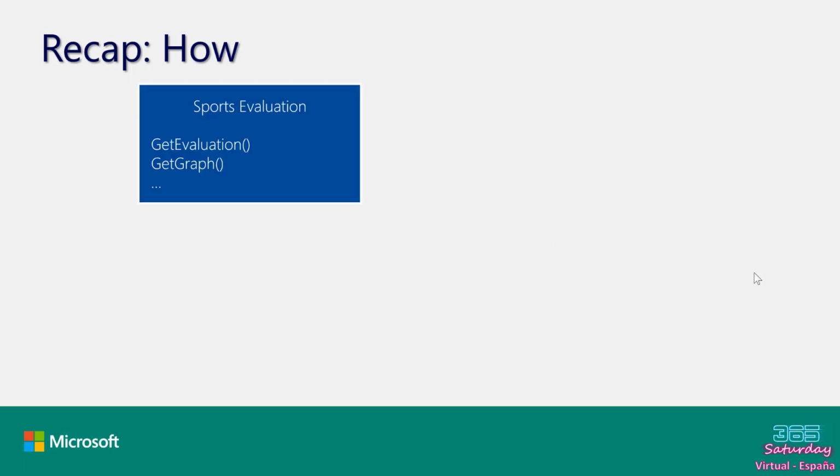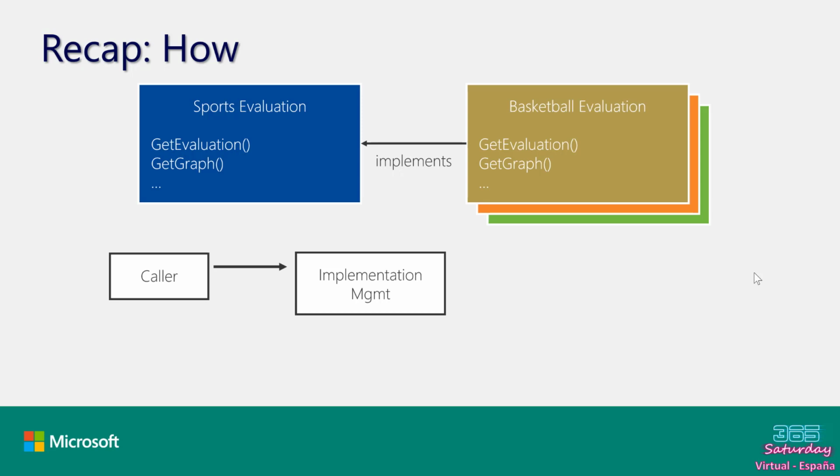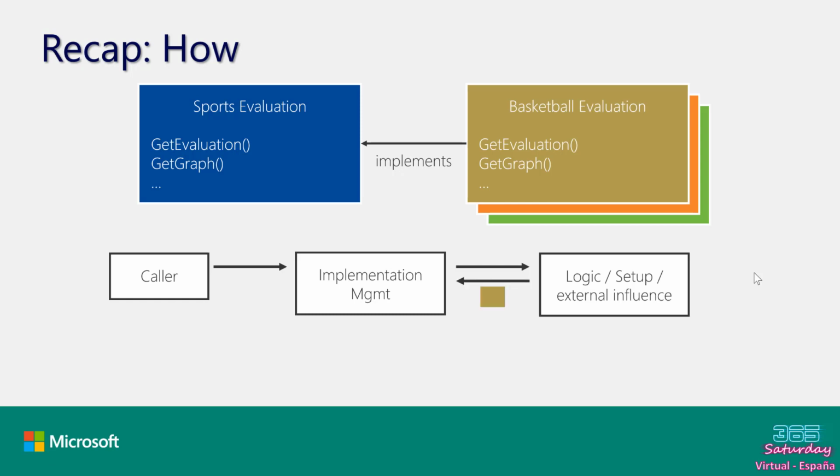How is it done? Again, to quickly recap that one, we have an interface, for example, one that contains two procedures. In that case, we have multiple implementations, basketball, tennis, soccer, whatever, that implement that particular interface. And then when we want to use it, we have the point in the code where we call it. We have the implementation management code unit that in turn has some logic or setup or external influence, like the amount on an invoice, the date, or the year, that decides which implementation to use.